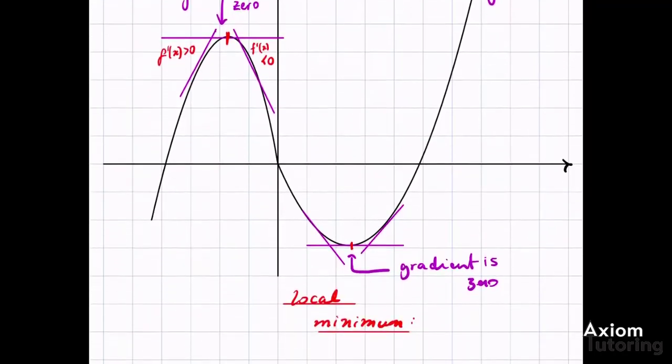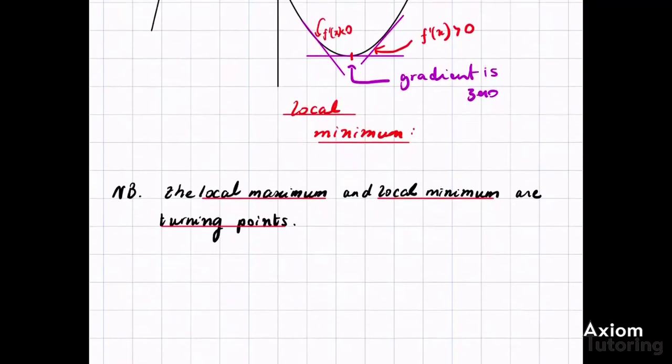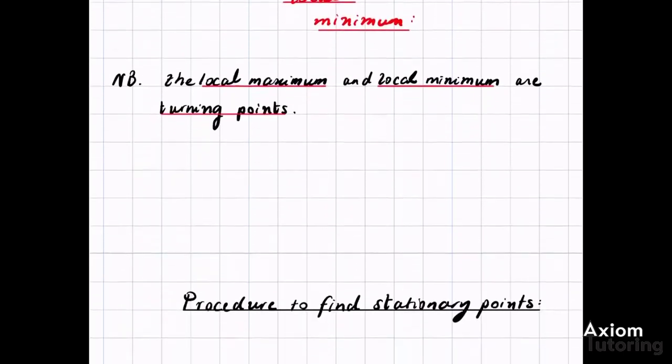If we do the same for the local minimum, we can see just before our minimum point, the slope of the curve is negative. So f dash of x is less than 0 just before. And then just after it reaches a slope of 0 at the minimum point, we can see that f dash of x is increasing again. So it's actually going to be positive. And just to note, the local maximum and local minimum are both turning points.